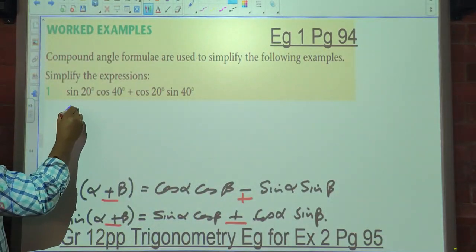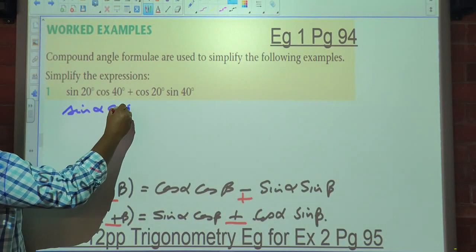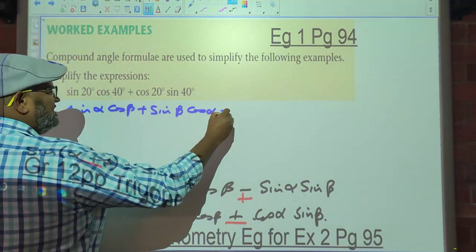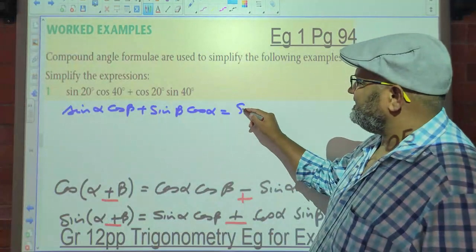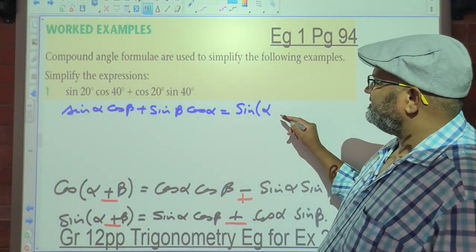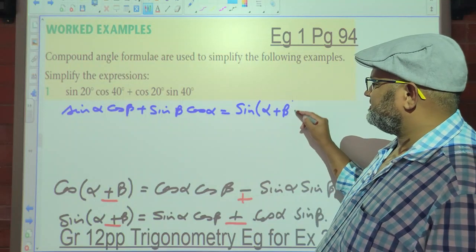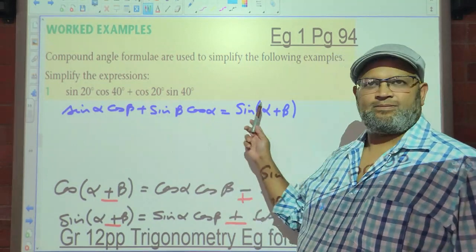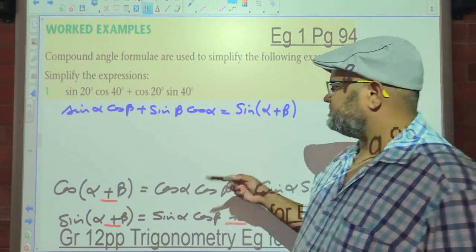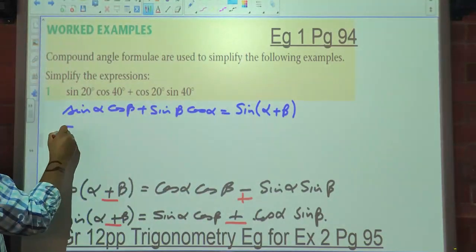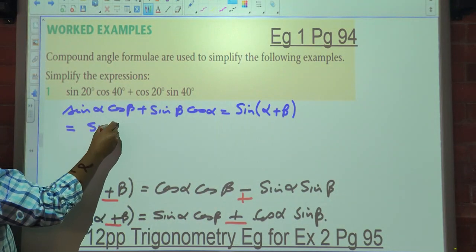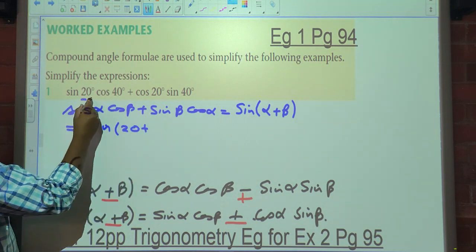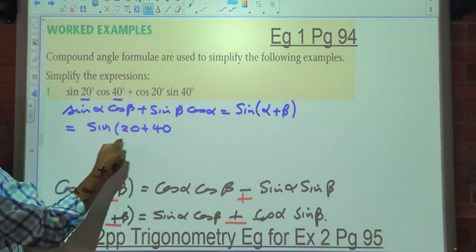We know that sine alpha cos beta plus sine beta cos alpha is equal to sine of alpha plus beta. Why? Because the sine is the same sign. So if you go with this, this will simply be sine. What is my alpha here? 20. What's your beta here? 40. What's 20 plus 40?